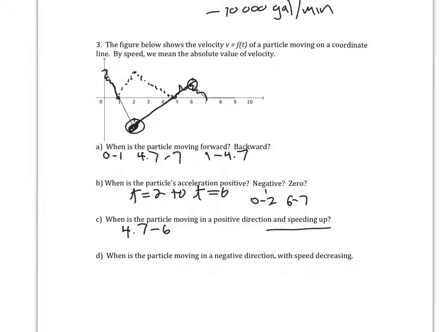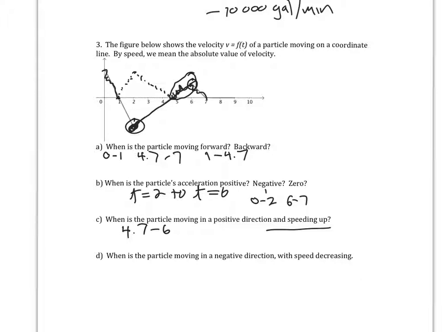And we can tell by looking at the graph and seeing, okay, the acceleration is positive and we're moving in a positive direction here because we have a positive velocity. It's above the x-axis in the velocity curve.